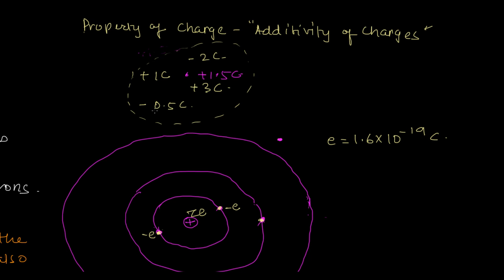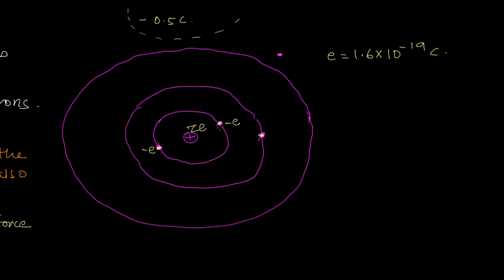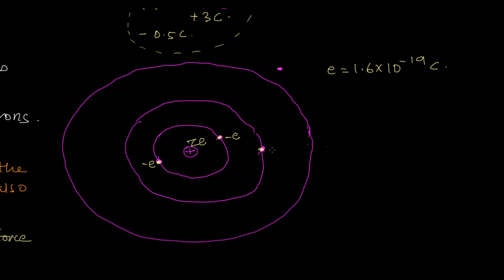So what happens is, by the property of additivity of charges, this electron here does not see the positive charge at the nucleus to be ZE. Okay, it cannot. Why can it not see? Because by the additivity of charges, these tend to sum up.